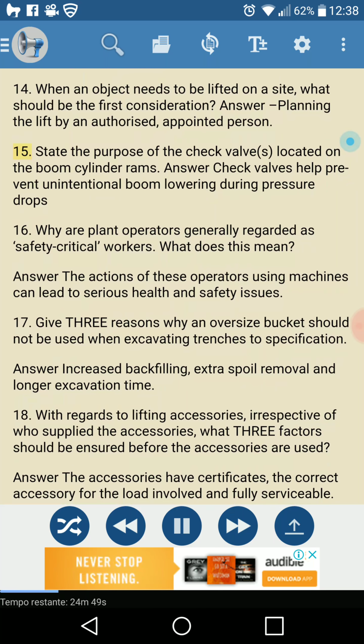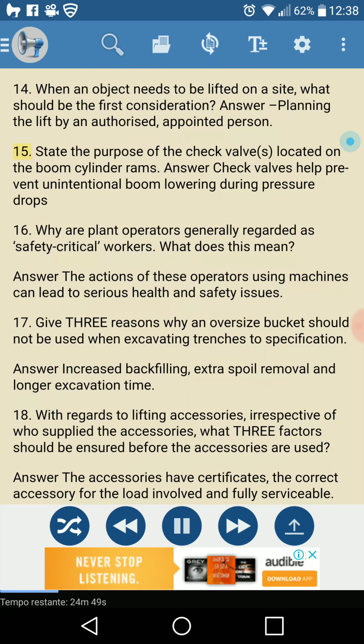15. State the purpose of the check valves located on the boom cylinder rams. Answer: check valves help prevent unintentional boom lowering during pressure drops.